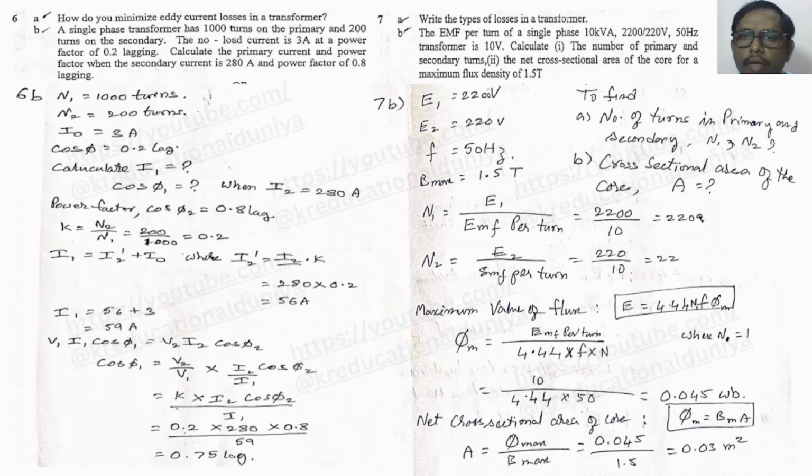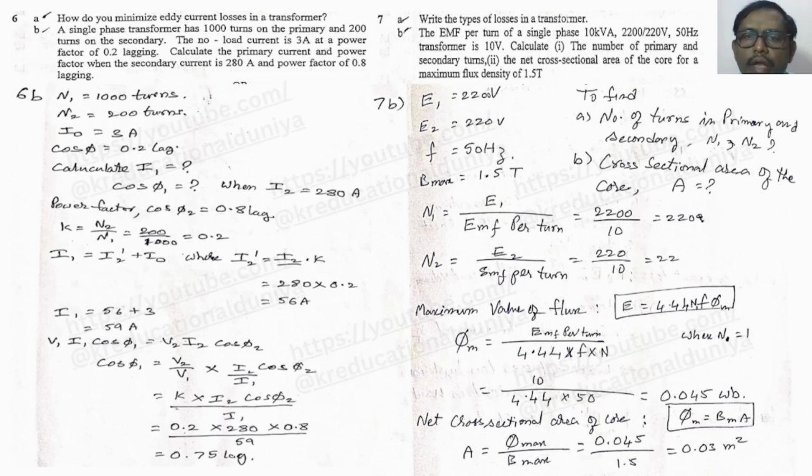So we have to write the given data. This is for a single phase transformer. EMF per turn is 10 volts. The rating they have given is 10 kVA, E1 value is 2200 volts, E2 value is 220 volts, frequency is 50 Hz, and flux density. Generally flux density is given in Webers per meter square or Tesla. So Bm equal to 1.5 Tesla. We have to find the number of primary and secondary turns N1 and N2, and the cross sectional area A.